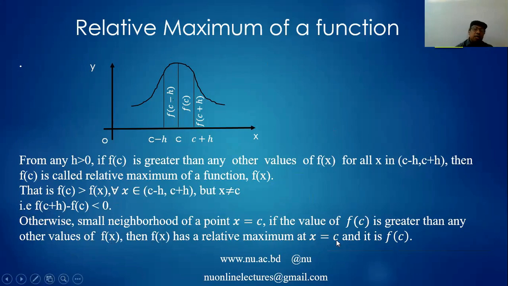So my students, in a small neighborhood of the point x equal to c, very close to x equal to c, at all the points very near, if the value f of c is greater than any other values of f of x, then f of x has a relative maximum at x equal to c, and it should be f of c.